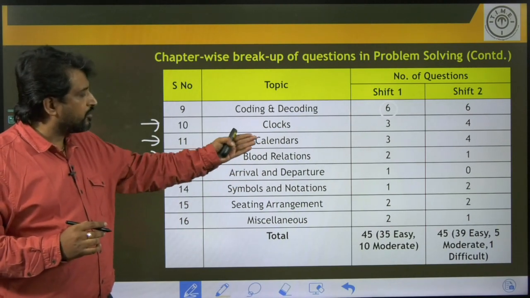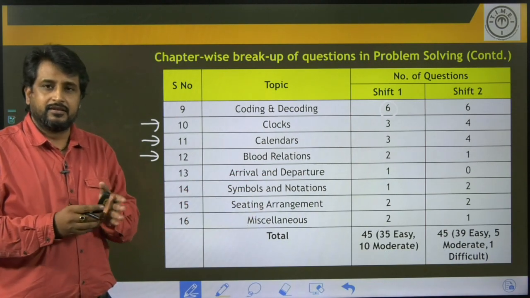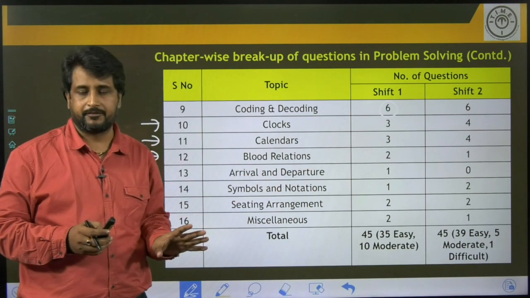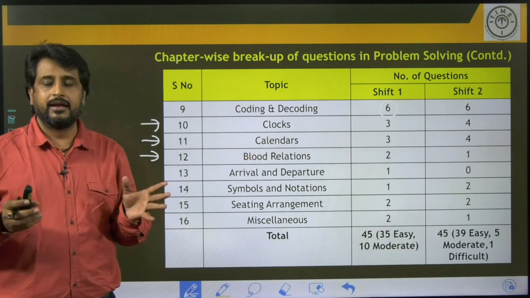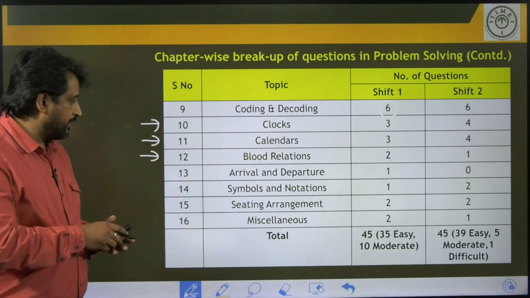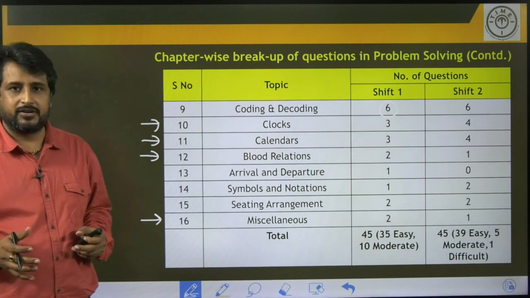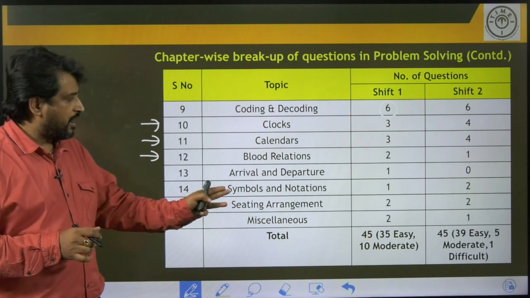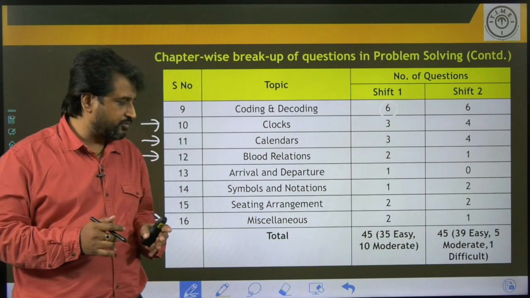Generally they used to give more questions from arrivals, departures and seating arrangements every year, 3 to 4 questions. This year they reduced it and they are giving 1 or 2 questions in each slot. And the number of questions from the clocks and calendars area increased. And miscellaneous questions: permutations, combinations, and simple time and distance questions they gave here. In one slot they gave 2 questions, in the other slot they gave 1 question.